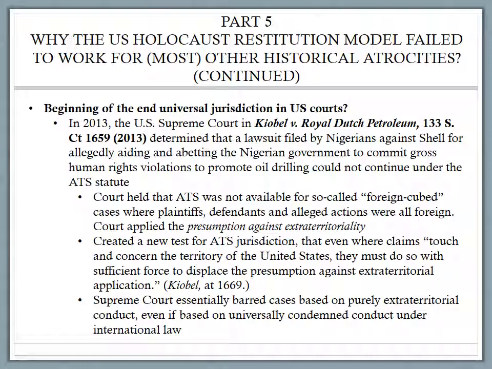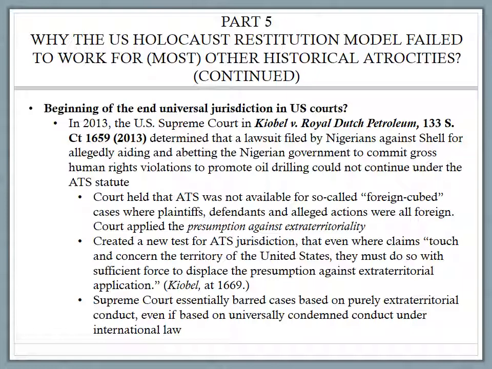What was the beginning of the end for universal jurisdiction in U.S. courts? Again, this doesn't necessarily relate directly to the bringing of cases relating to Holocaust restitution in U.S. courts, but relates more to the appetite of U.S. courts for becoming clearinghouses for the world's human rights violations. And we see this in the 2013 U.S. Supreme Court case of Kiobel versus Royal Dutch Petroleum. This was a lawsuit filed by Nigerians against Shell Oil Company for allegedly aiding and abetting the Nigerian government to commit gross human rights violations to promote oil drilling.